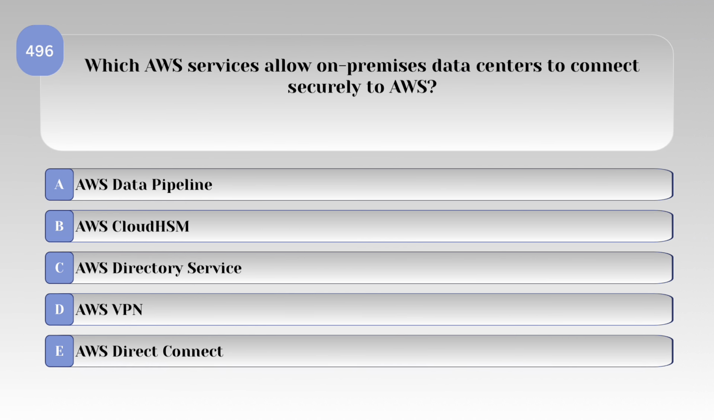Which AWS services allow on-premises data centers to connect securely to AWS?